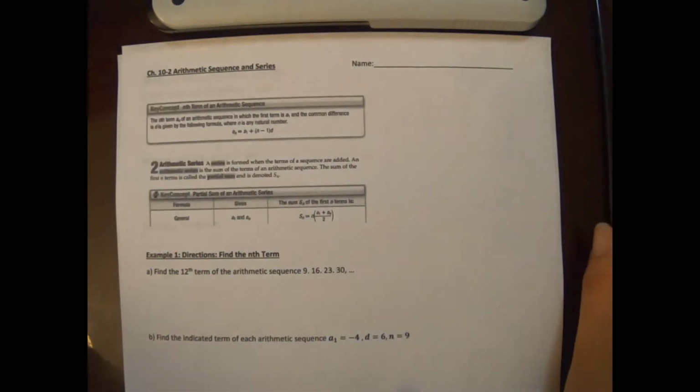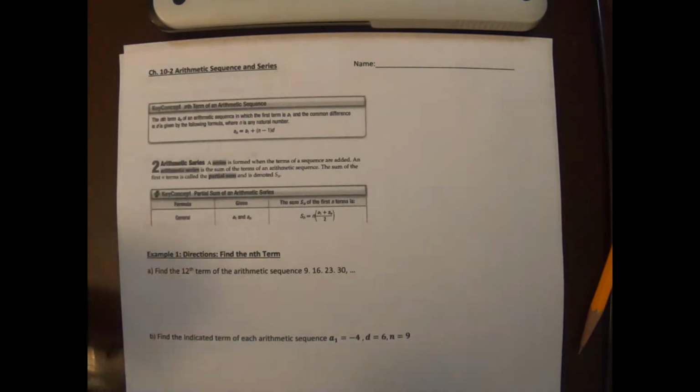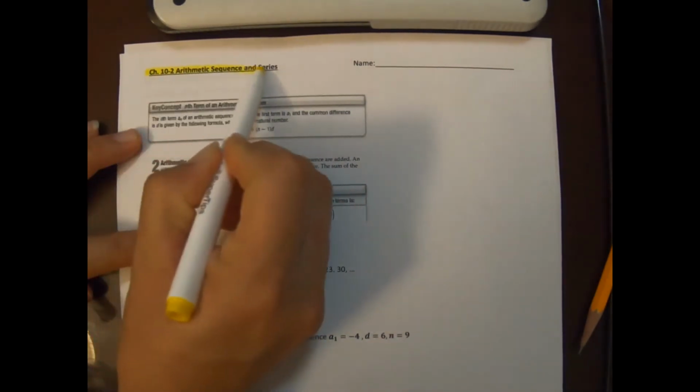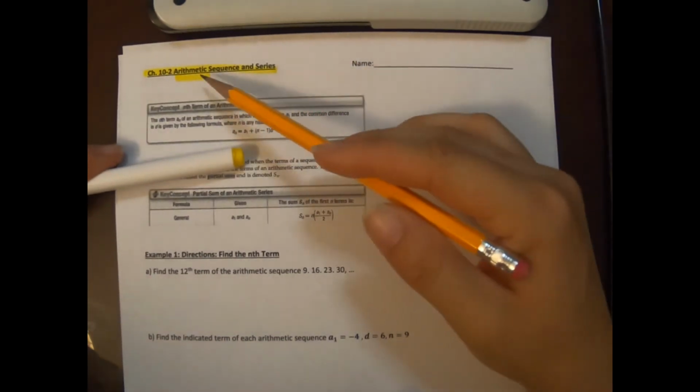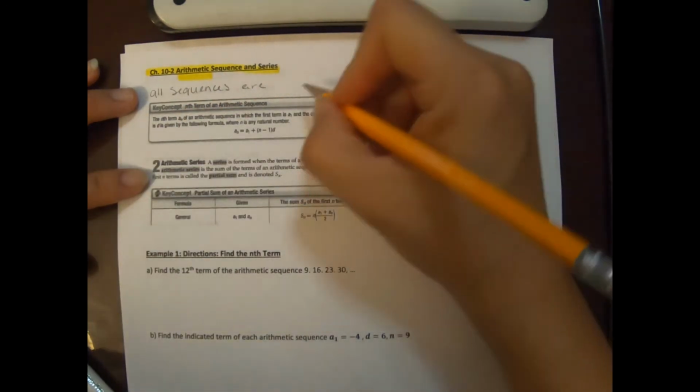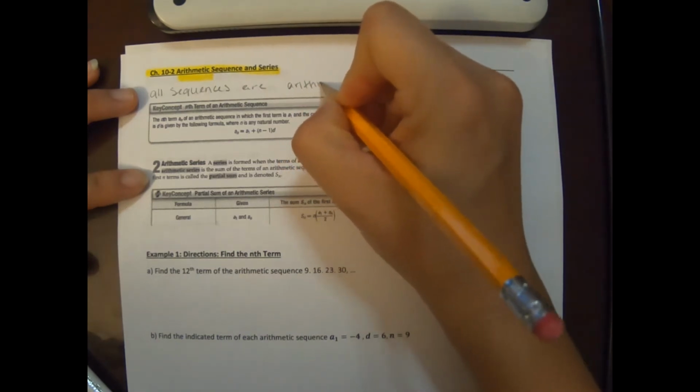Okay, today we're covering chapter 10-2, arithmetic sequences and series. So 10-1 was about identifying arithmetic and geometric sequences. This entire section is about arithmetic sequences, so they all have a common sum or difference. So the whole section, all sequences are arithmetic.